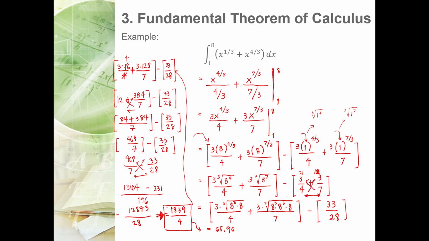Okay, any more clarifications? It seems the answer is 65.68 in the calculator. Just try to verify. Okay, if we have 1839 divided by 4, it gives us 459.75. That's a very different answer.